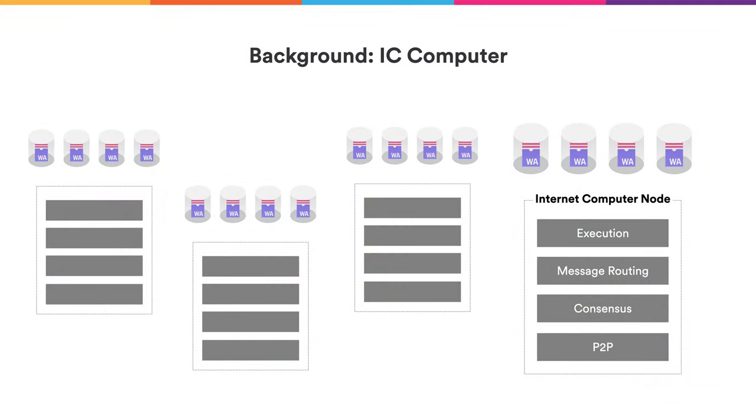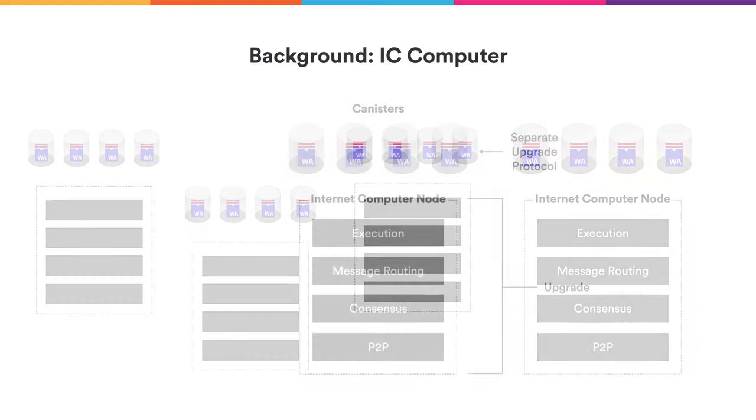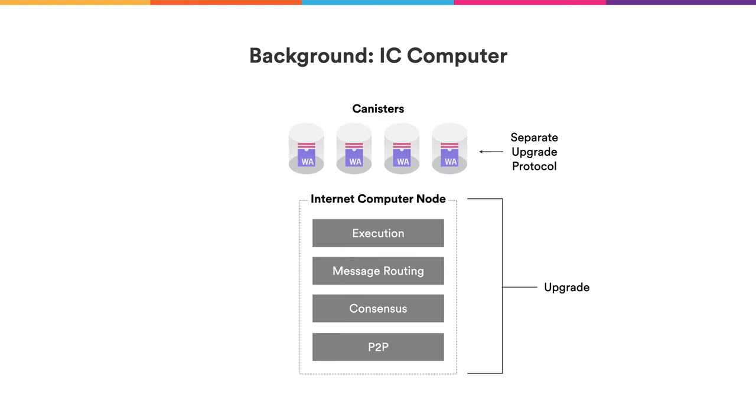And for that, we need a little bit of background on how the Internet Computer Protocol works. So the Internet Computer is structured into layers. We have four of those layers. We have a P2P layer, which does the networking. We have a consensus layer, which agrees on the order of messages. We have the message routing layer, which makes sure that messages arrive in the canisters they are destined for. And we have an execution layer, which makes sure that canister code is executed based on the messages we receive. Now, in this talk, I'm going to talk about upgrades of these four layers. I'm not going to talk about upgrades of canister code.